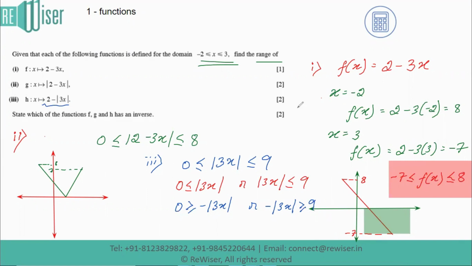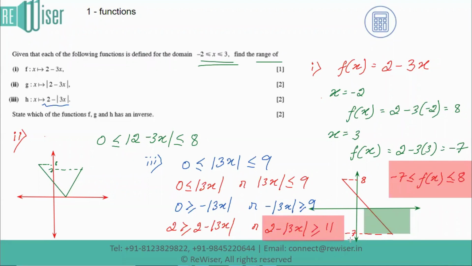And also I'm going to add 2 on both the sides. When I add 2 on both the sides, the left hand side would be 2, and here it would be 2 minus absolute value of minus 3x, which must be greater than or equal to 11. See, in this case, this is not at all possible.